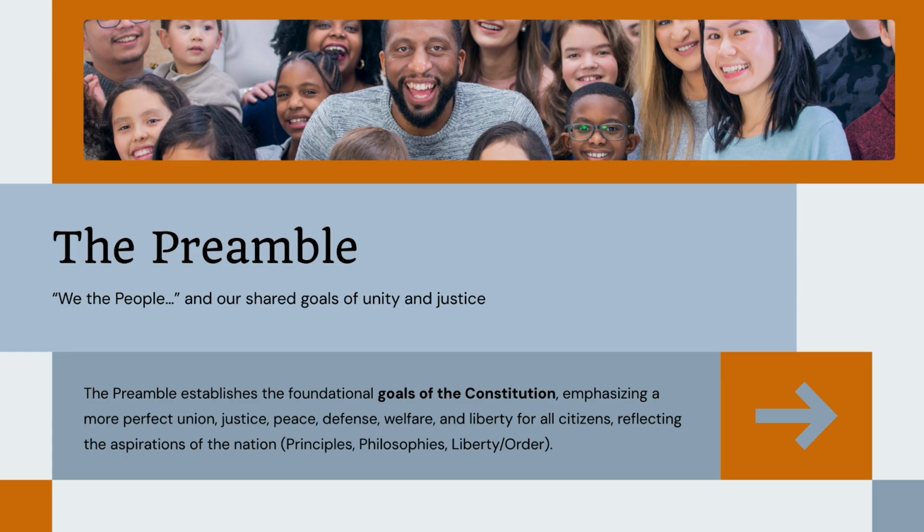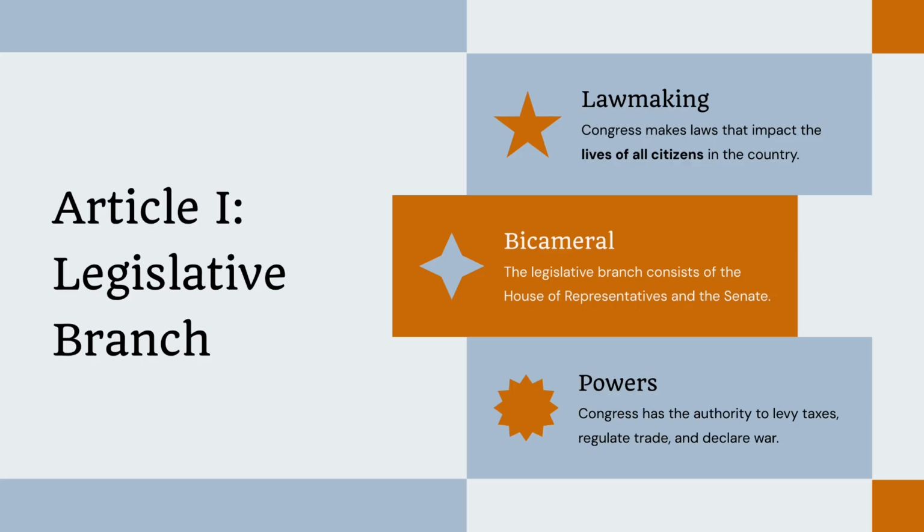Let's move on to the 7 articles. First article, legislative branch. It has 3 parts: lawmaking, bicameral, and power. Lawmaking. Congress makes laws that impact the lives of all citizens in the country. Bicameral. The legislative branch consists of the House of Representatives and the Senate. Powers. Congress has the authority to levy taxes, regulate trade, and declare war.